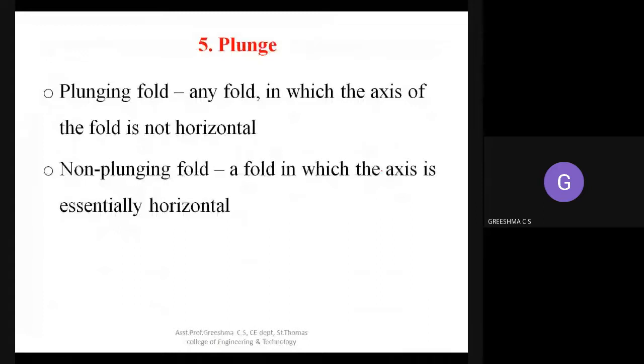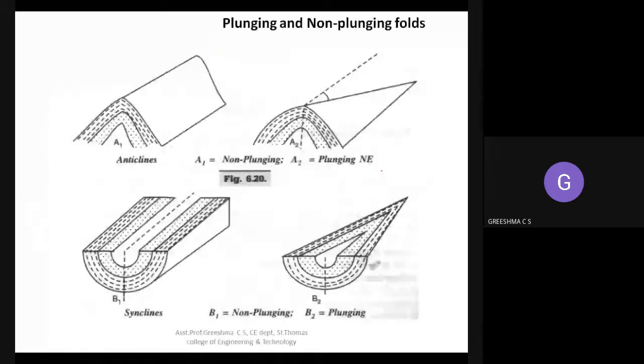Next one is based on the plunge. We know what a plunge is, we have studied about plunge. Based on the plunge, folds are classified into plunging fold and non-plunging fold. That is mainly based on the horizontal axis. So this is plunging and non-plunging.